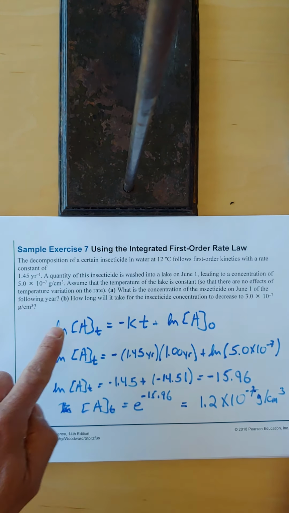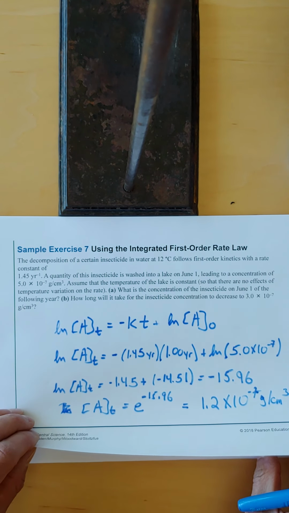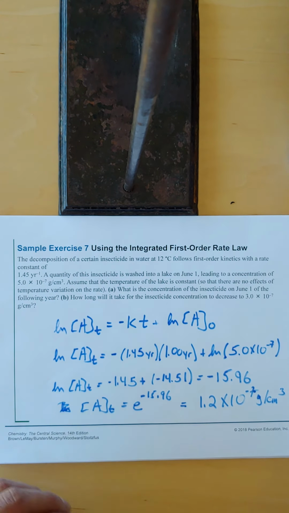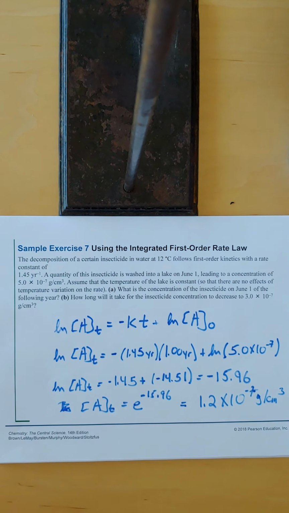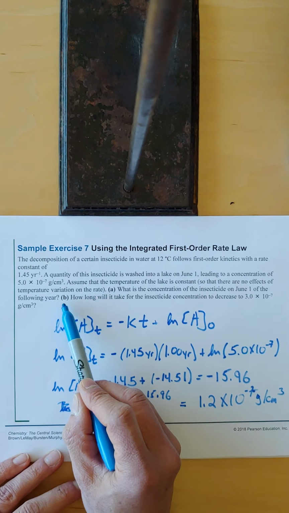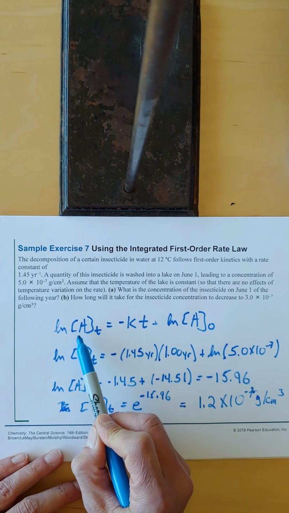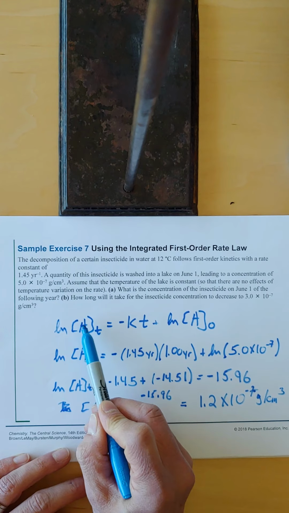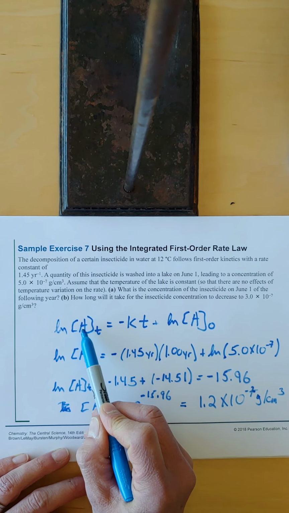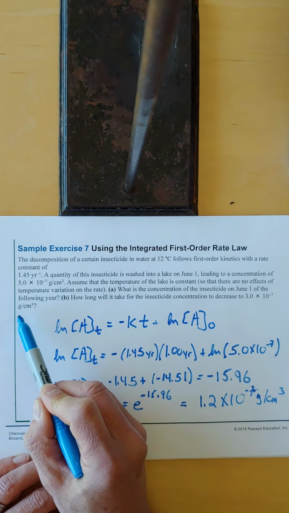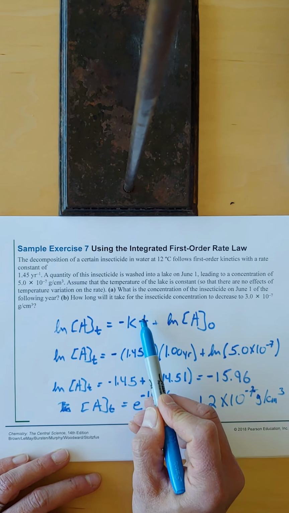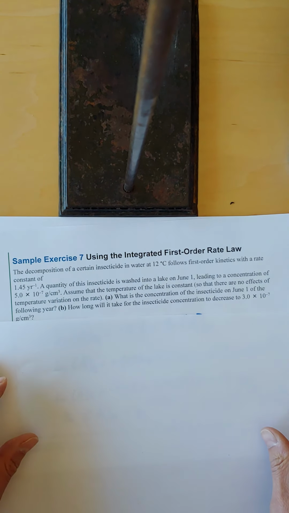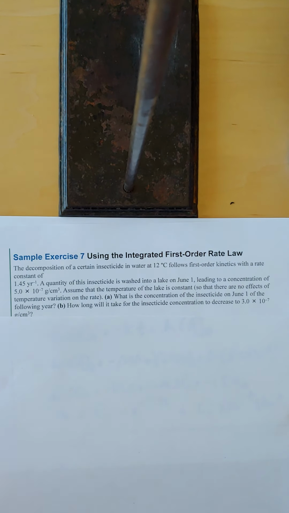Okay. So part B of that question says, how long is it going to take for that insecticide concentration to decrease to 3.0 times 10 to the negative 7th grams per centimeter cubed? In this equation, in part B, they're giving us A at time t. So they're saying when you have a concentration equal to 3 times 10 to the negative 7th, what's your value of t going to be?